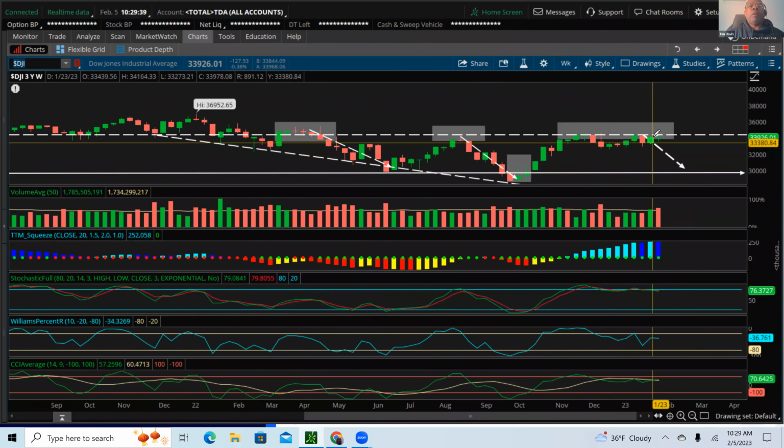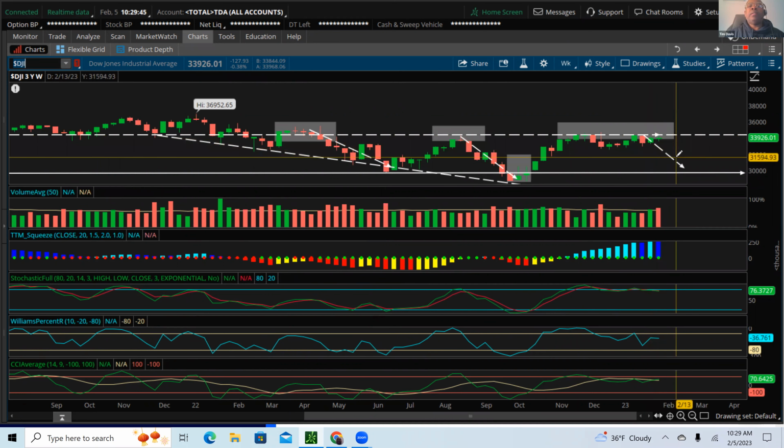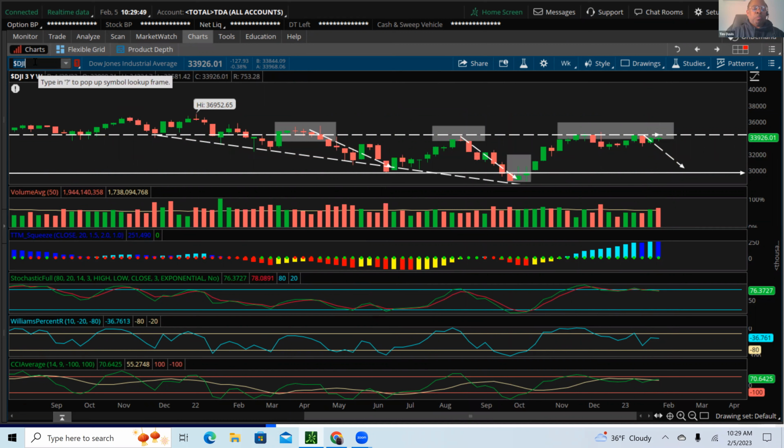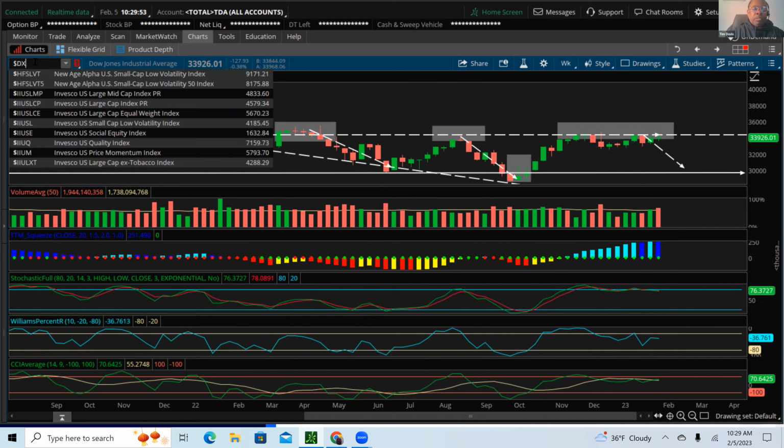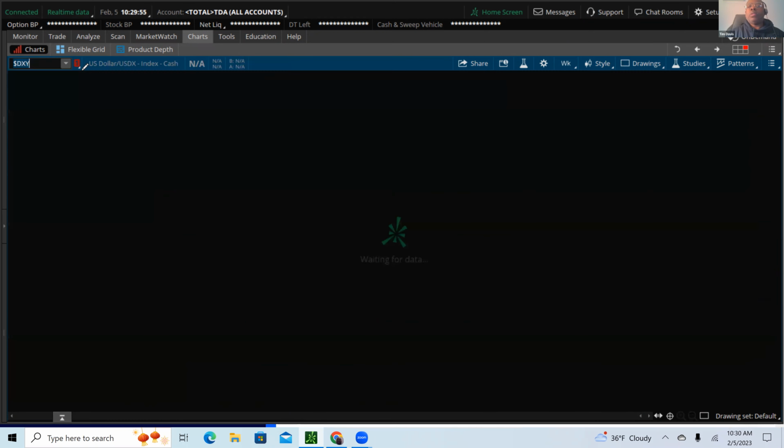I don't think the markets have much more room to the upside from this point. I think we're going to start to see some reversals as the dollar starts to rise back up towards a level of resistance, which I think the dollar could possibly do over the next course of a couple of months.